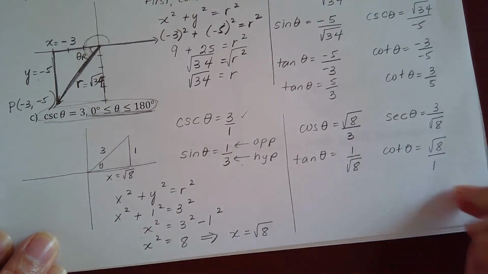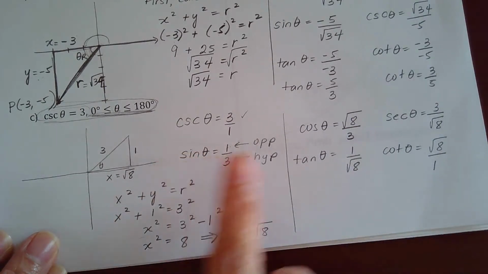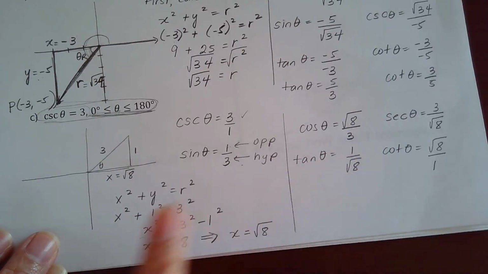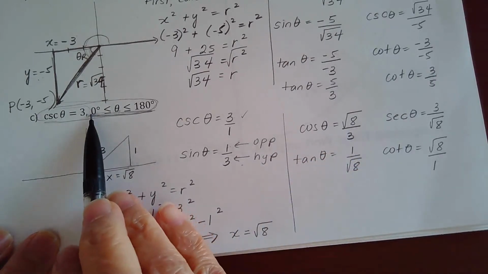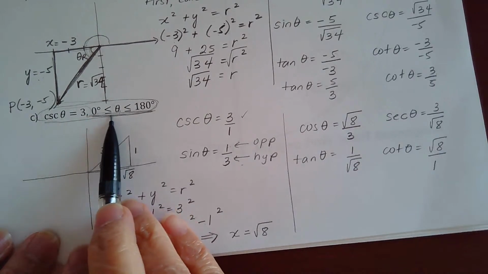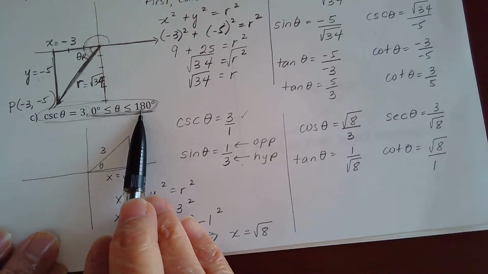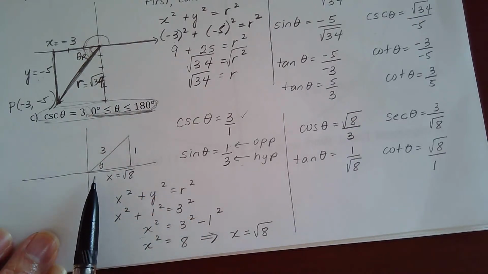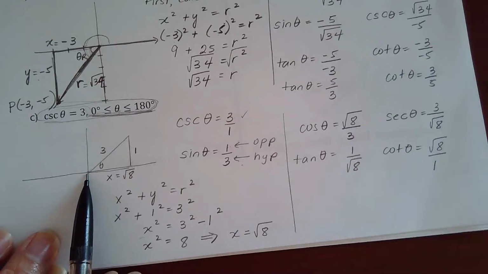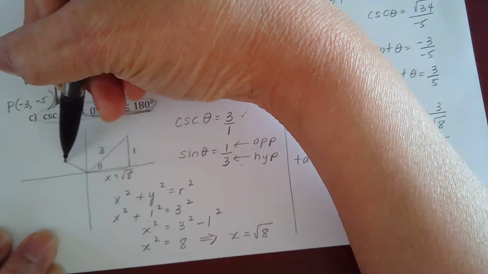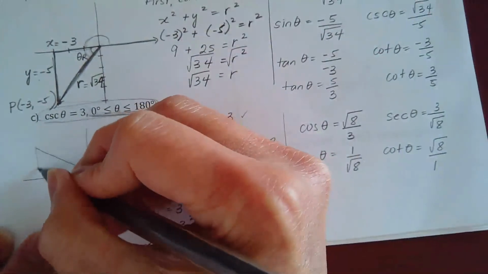This is interesting. So we think there's actually one solution, but actually, remember that the angle is between 0 and 180. So we're thinking, well, where else is cosecant a positive 3? So there's also a cosecant of positive 3 right here in quadrant 2.